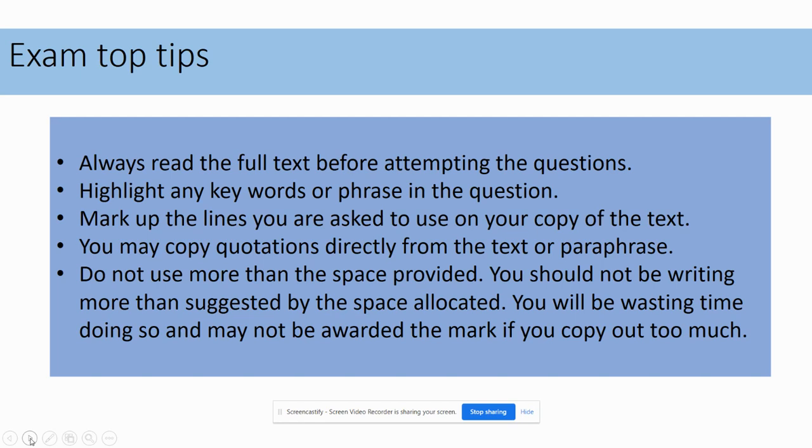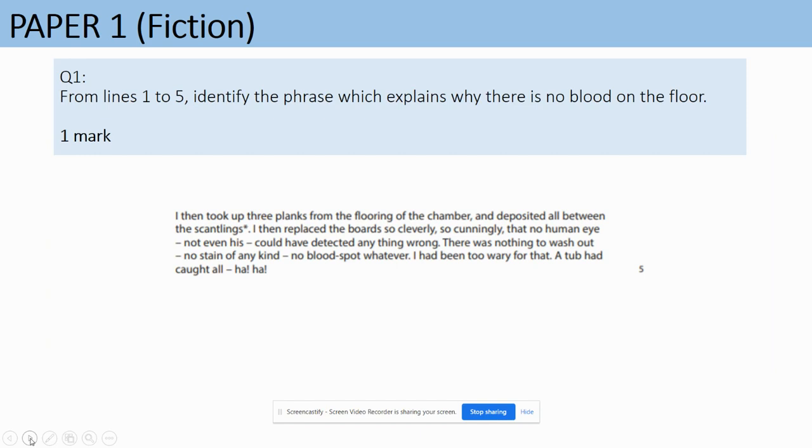In other words, you're going to be wasting time doing so, and you may not be awarded the mark if you copy too much out. So make sure you do exactly as the question asks you to do, and don't overthink it. Okay, so let's have a look at some examples of questions.